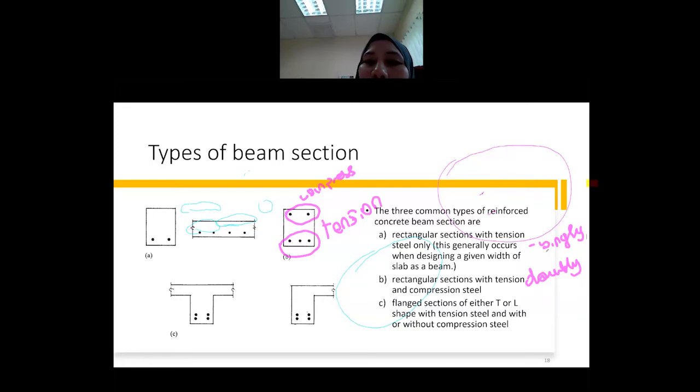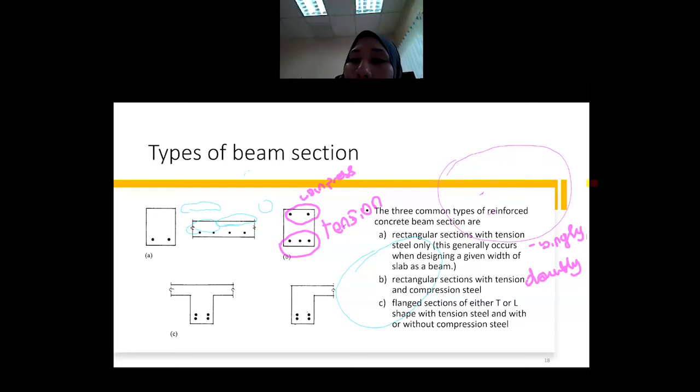Because as we know, we studied bending stress before, if you still remember, the top is compression and the bottom is tension. So that is its function. The top bar helps the concrete to resist compression. The bottom is totally to resist tension.